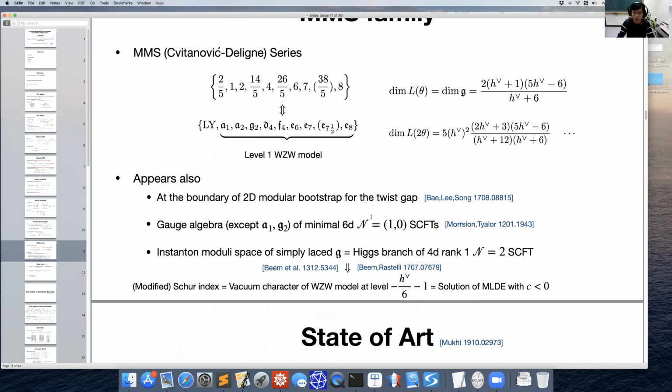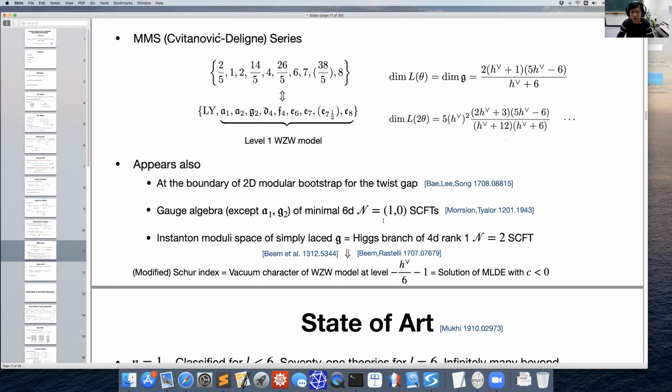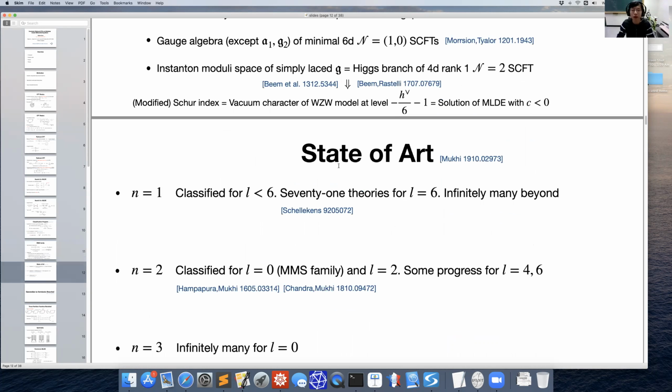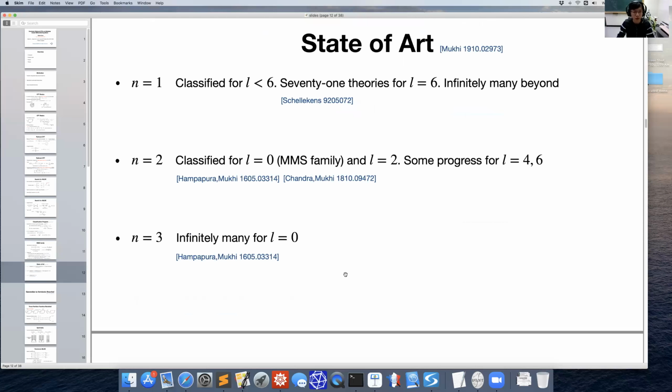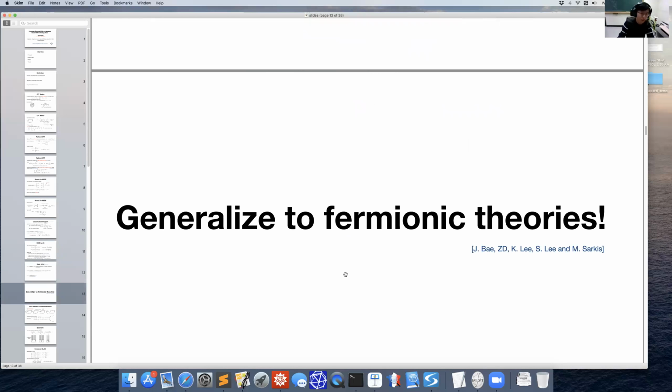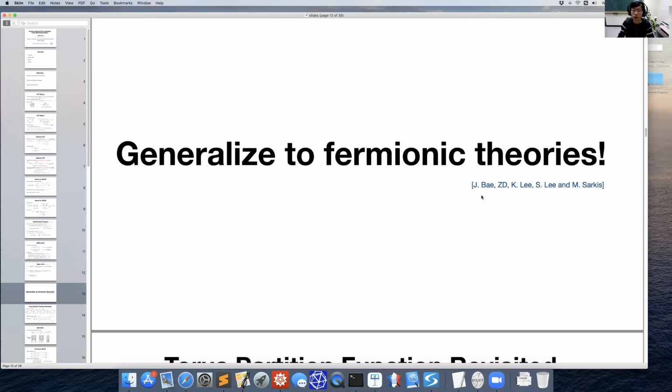Okay, so let's move on. Sorry, I'm a bit slow here. Here I meant to show you some state of the art for classification. For more information, I refer you to this review paper by Mukhi. Now I'll talk about our work. In some sense, this is the most important slide of my talk, which is the idea that we generalize the whole story to fermionic theories.